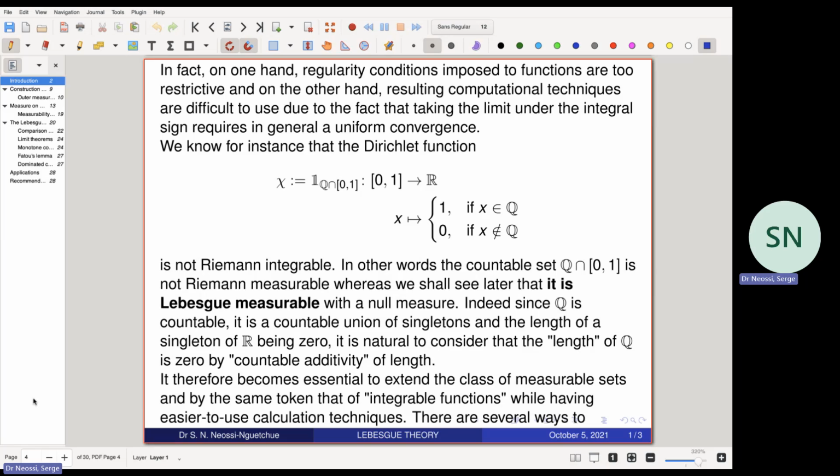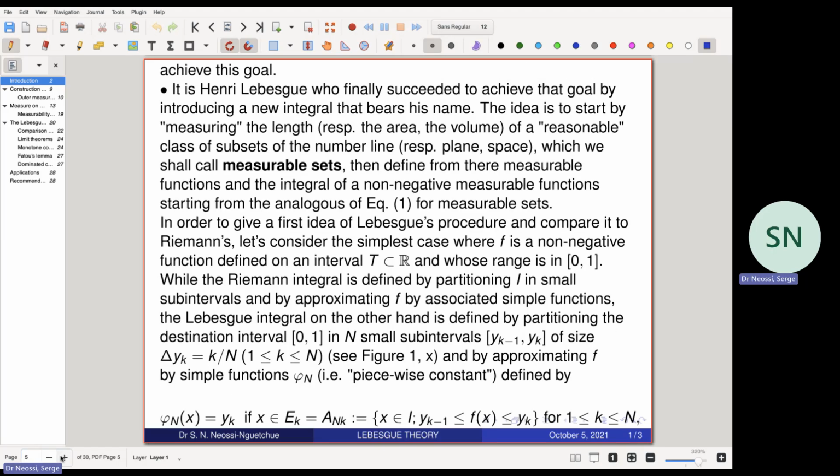It therefore becomes essential to extend the class of measurable sets, and by the same token, that of integrable functions, while having easier-to-use calculation techniques. There are several ways to achieve this goal.